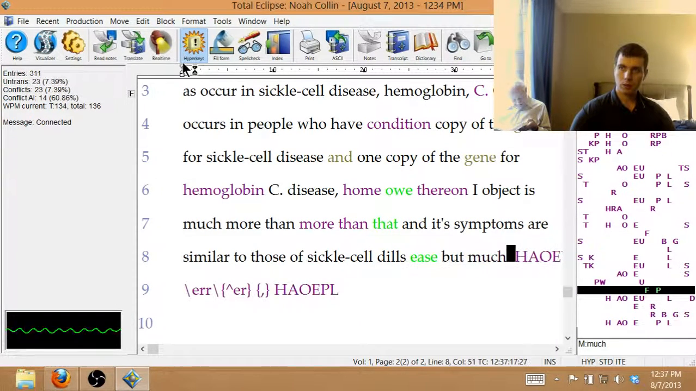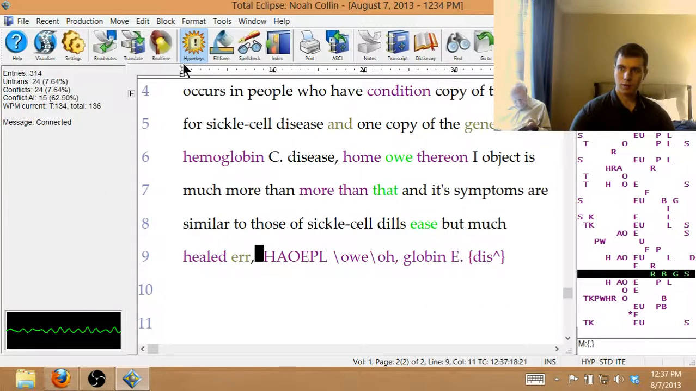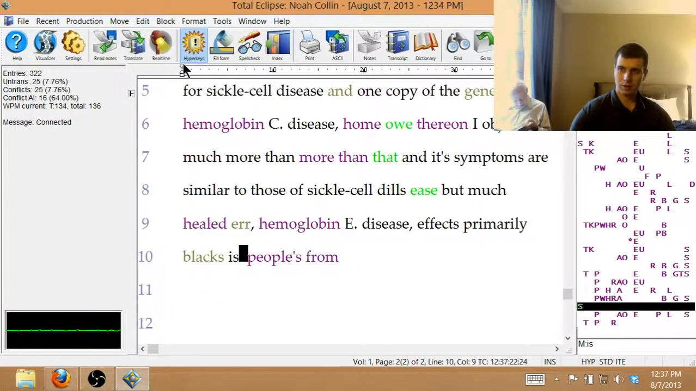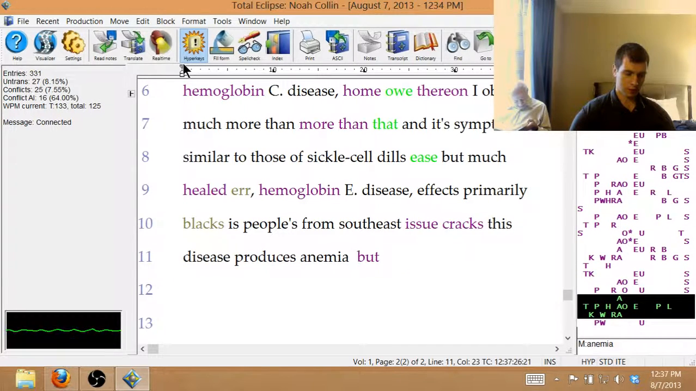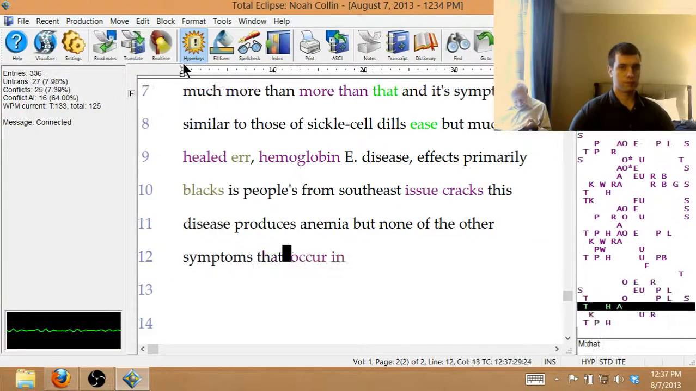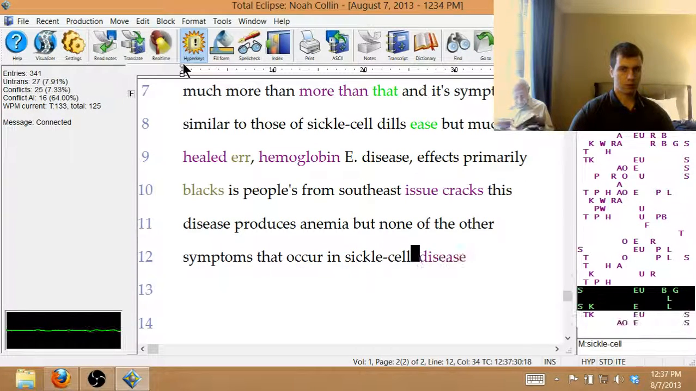Hemoglobin E disease affects primarily blacks and people from Southeast Asia. This disease produces anemia, but none of the other symptoms that occur in sickle cell disease and hemoglobin C disease.